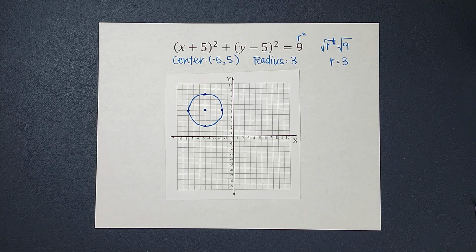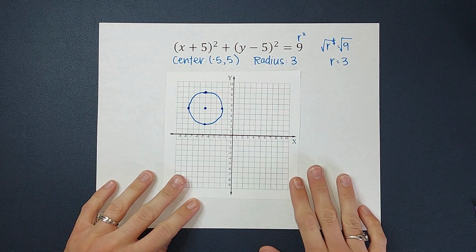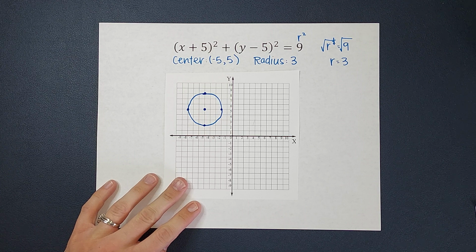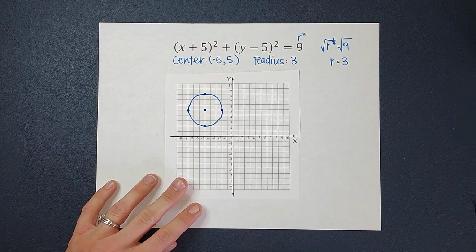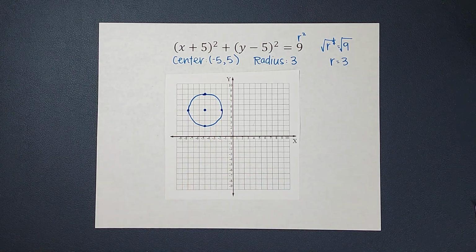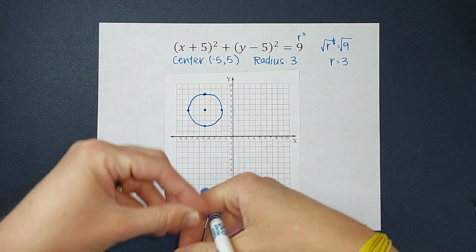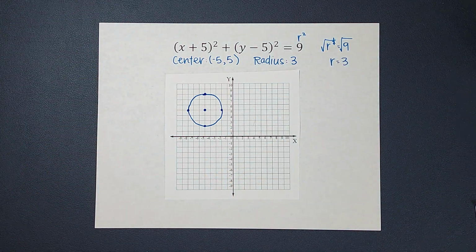So we went from this equation in standard form, found our center and our radius, and got a graph of it. Hopefully this made sense. If you need some more circle videos, if you've got different things that they're giving you, I will link a playlist for you. But hopefully this made sense.